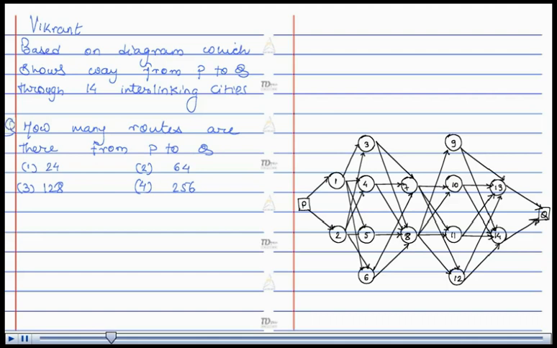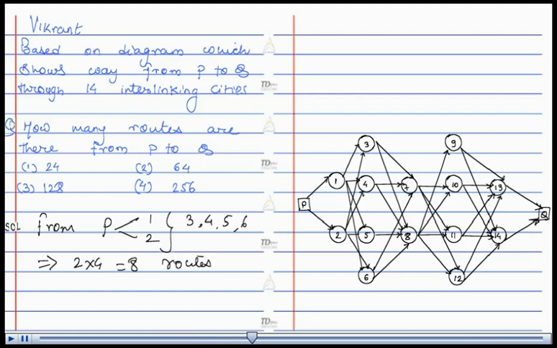The solution is, from P, a person can either go to 2 points, 1 or 2. From each of these two cities, he can reach either 3, 4, 5 or 6. Thus, we can say that there are 2 multiplied by 4, that is 8 routes that are possible.